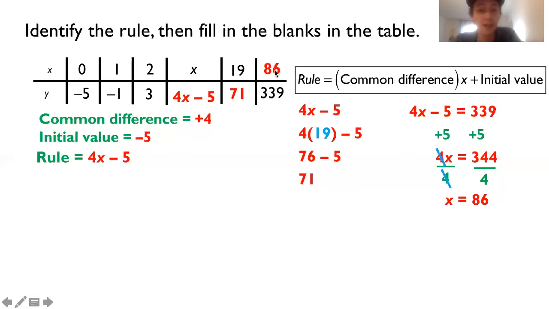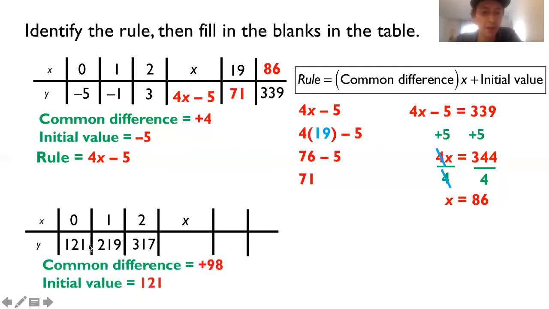Much better than expanding your table to 86 columns is to show the math and use the rule. One more quick example here. The numbers are much bigger, but don't be afraid of big numbers. We're going up by 98 every time. The initial value, the number under the 0, is 121.